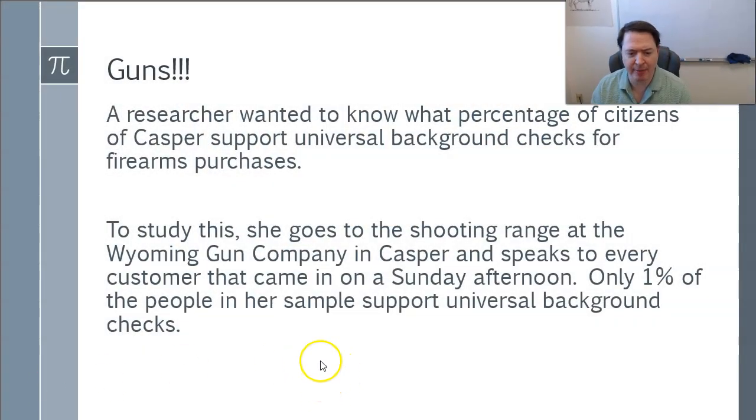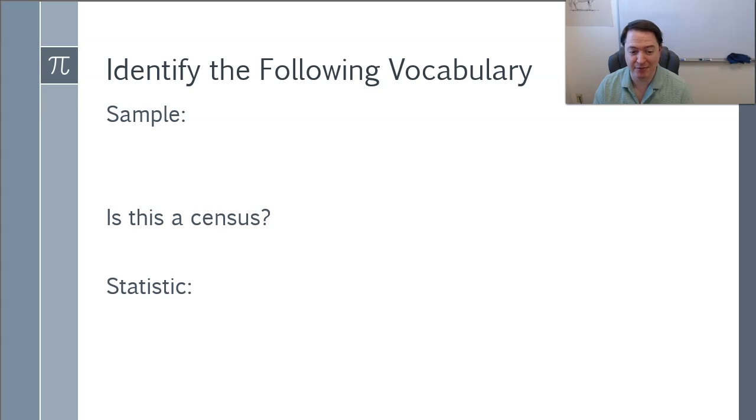So let's start by talking about guns here in Casper. Okay, so we want to figure out the percentage of Casper citizens that support universal background checks for buying firearms. Okay, so we've got somebody that goes to a shooting range at Wyoming Gun Company and speaks to every customer that came in on a Sunday afternoon. And only 1% of the people in her sample support universal background checks. So that seems pretty definitive, but let's actually look at this a little bit more carefully.